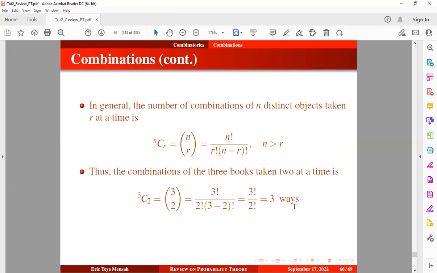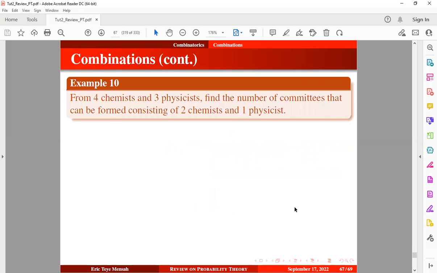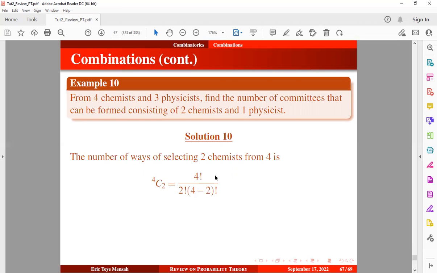All right, so let's take a look at a general example. From 4 chemists and 3 physicists, we want to find the number of committees that can be formed consisting of 2 chemists and 1 physicist. So the number of ways of selecting 2 chemists from 4 is going to be 4 choose 2. So this is 4 factorial divided by 2 factorial times 4 minus 2 factorial. Once you compute this, you're going to get 6.